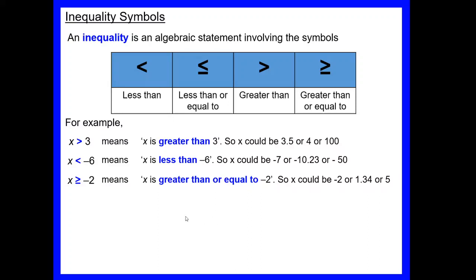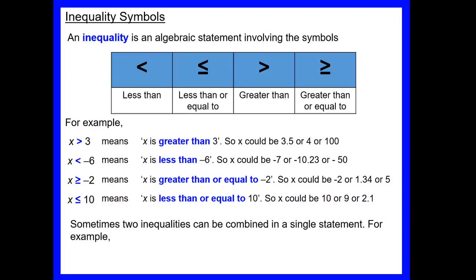Our next one then, x is greater than or equal to -2. This means x could be -2. So when it says greater than or equal to, it is allowed to be this value because it could be equal to that value, or it could be another value that is bigger than -2, such as 1.34 or 5. Again, any value that is bigger than -2. And this one then, x is less than or equal to 10. Again, x could be the value 10. So when we've got the equal sign, it can be that value, or it could be any number that is less than 10, so smaller than 10, such as 9 or 2.1.